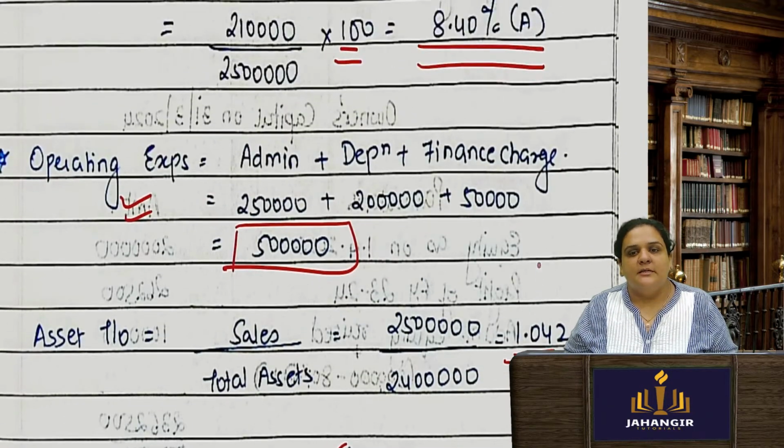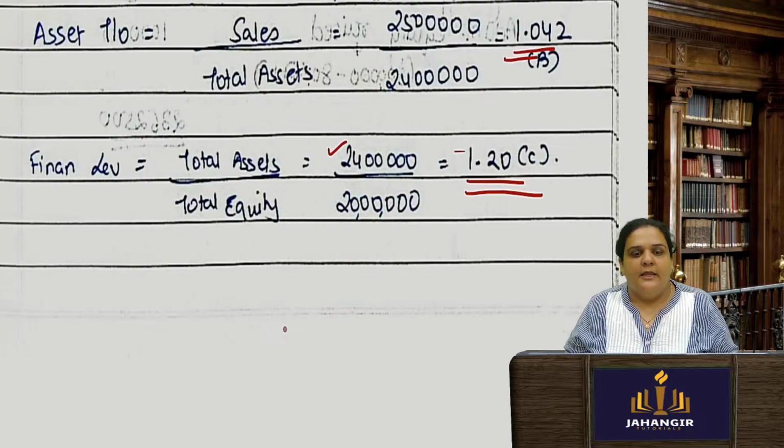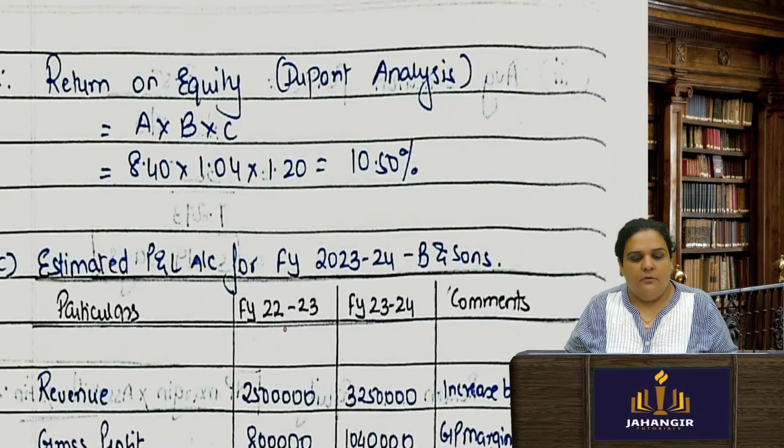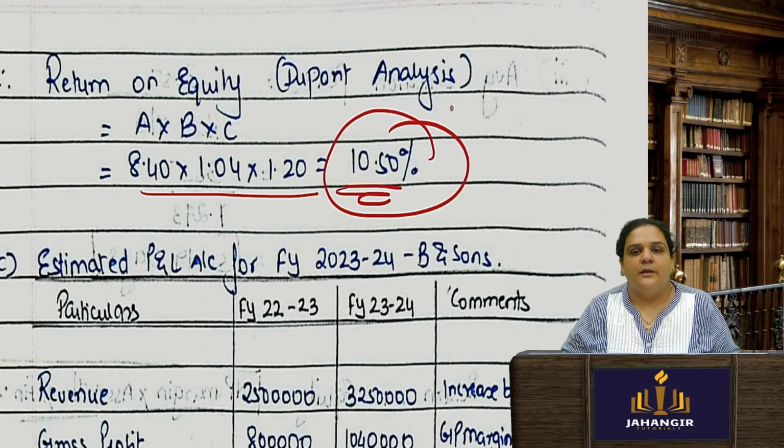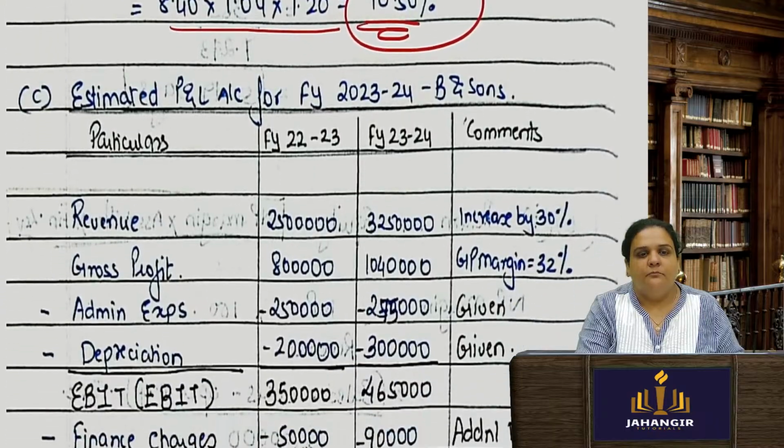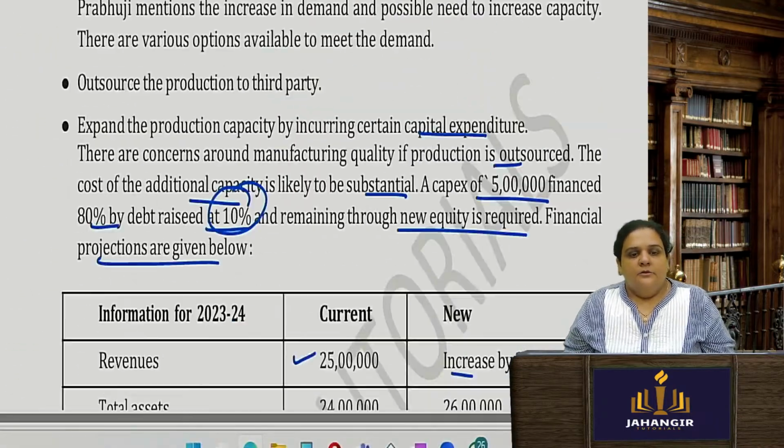All these three ratios you will multiply. 8.40, it will be in the form of percentage only, but multiply these numbers first. 8.40 into 1.04 into 1.20 gives 10.5% return on equity as per your Dupont analysis. Okay, so this is done.